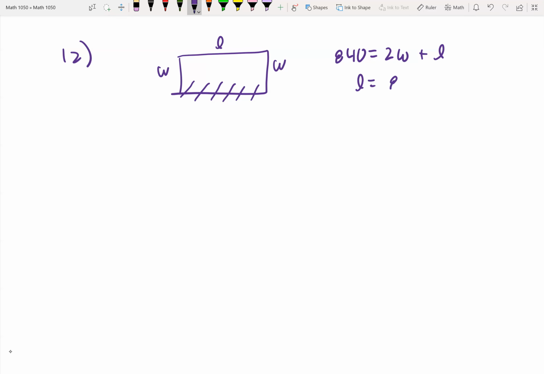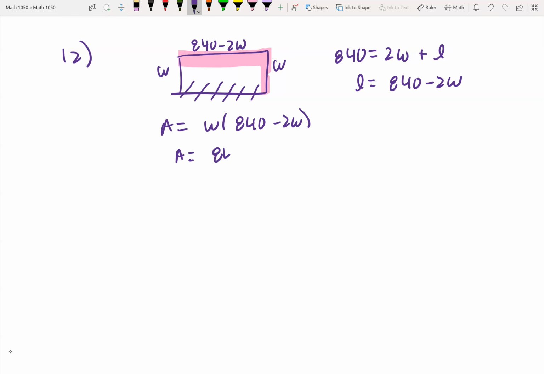Then you solve it for L. So it's 840 minus 2W. Then you come over there and replace that with 840 minus 2W. Now I find area, so it's length times width. So my area is W times (840 minus 2W). Distribute, and I get 840W minus 2W squared. And then I reorder, and it looks like that.